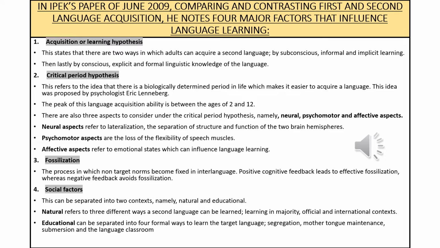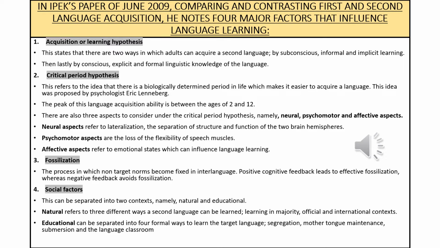Neural aspects refer to lateralization, the separation of structure and function of the two brain hemispheres. Psychomotor aspects are the loss of the flexibility of speech muscles. Affective aspects refer to emotional states which can influence language learning. Thirdly, fossilization is the process in which non-target norms become fixed in interlanguage.